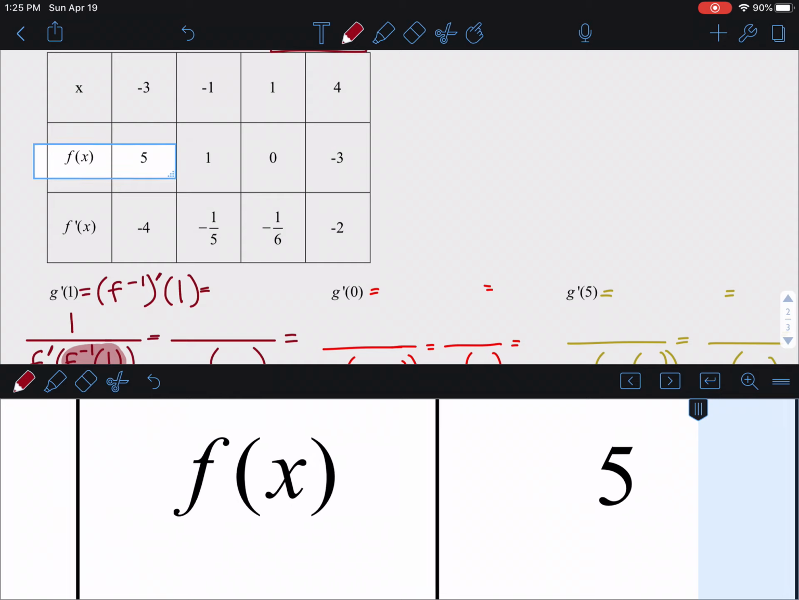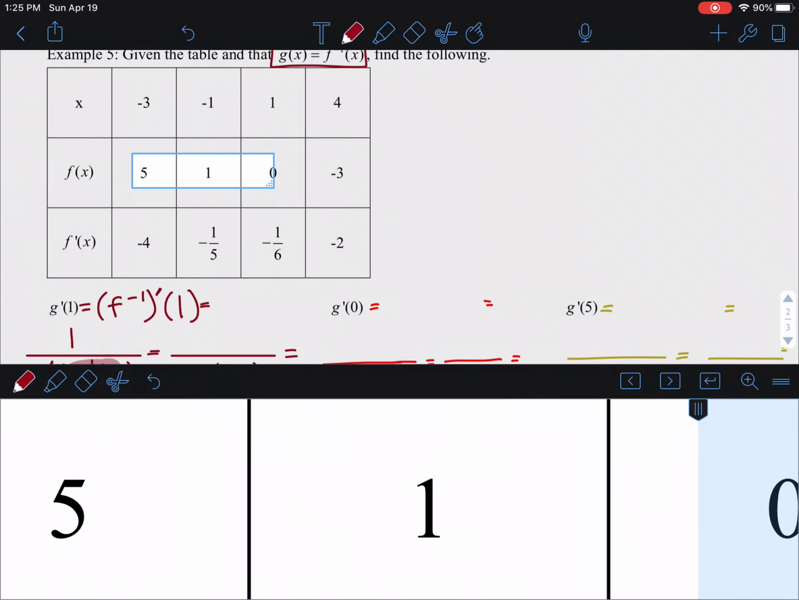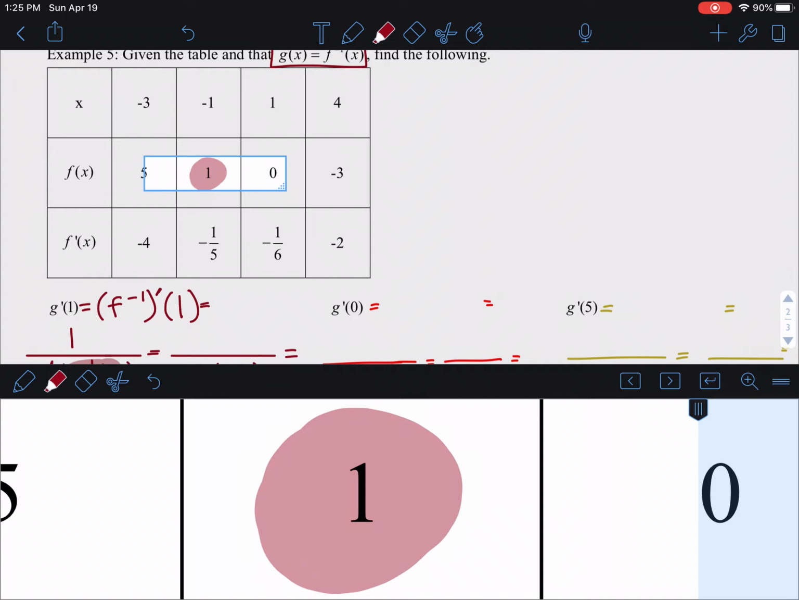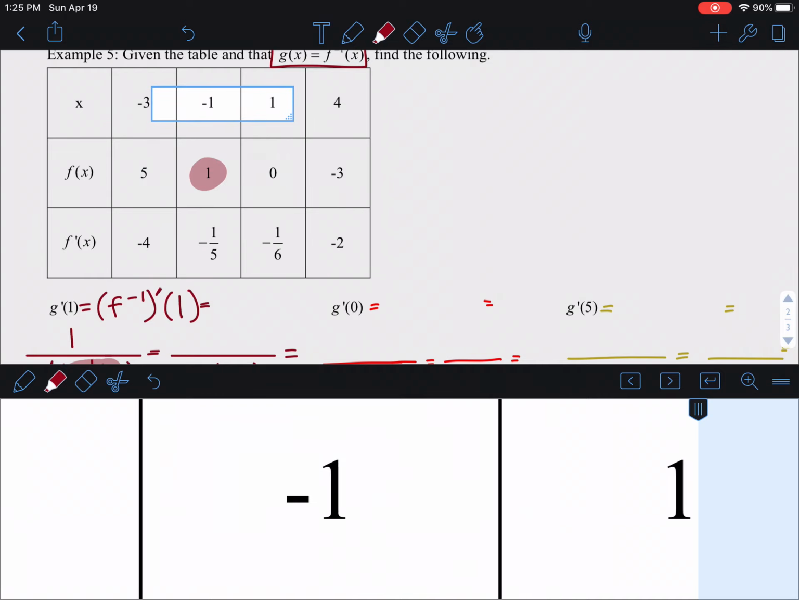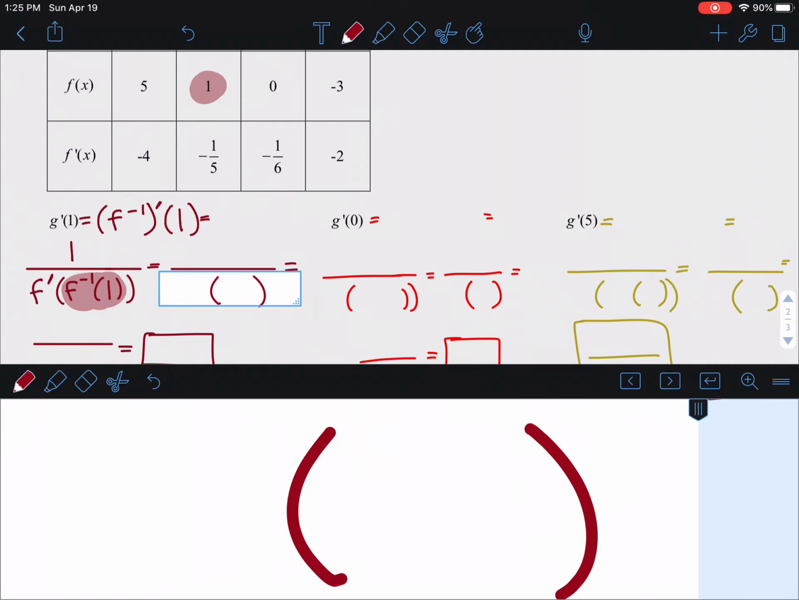I want to look at this f of x column because that's like my output column, right? I really should say row, sorry about that. F of x, I want to look at this output row. This is like my y values, right? I want to see where that is equal to 1. And now, what's my x value here? My x value here is -1, right? And so that becomes my output.